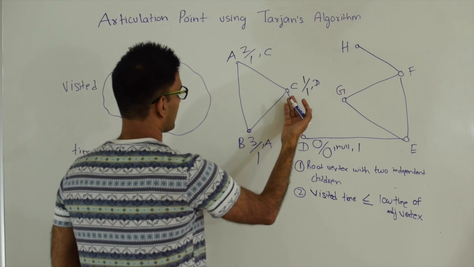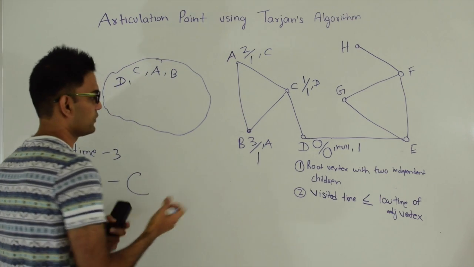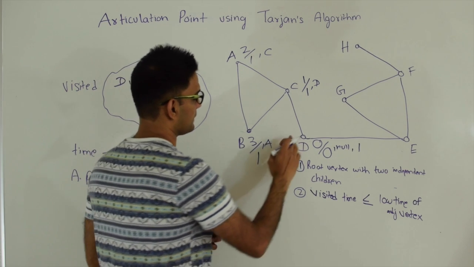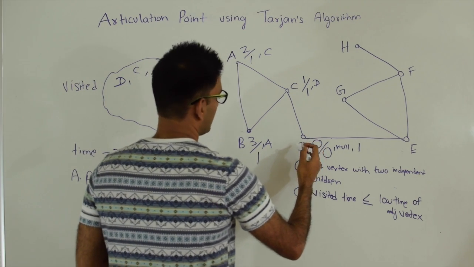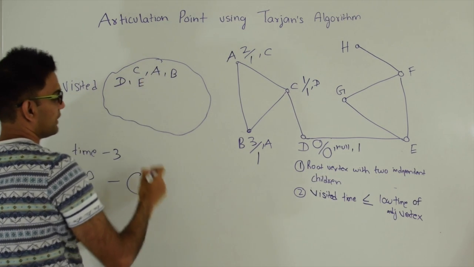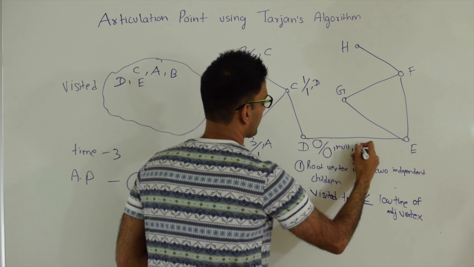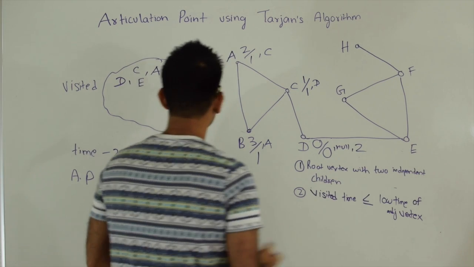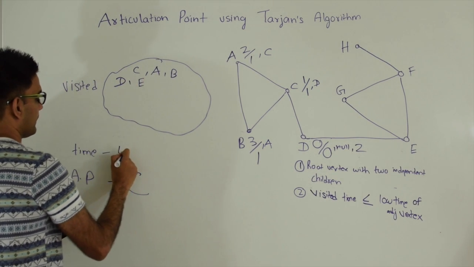Then we explore the other child of C, which is B, and B is already visited and C is already an articulation point, so we do nothing about it. So then we go to D. D has another child E, and E is not in visited, so we'll add E to visited. And since that's another child, we'll increment the child count for D, which now becomes 2. And then let's go to E. We increment the time, so this becomes 4.